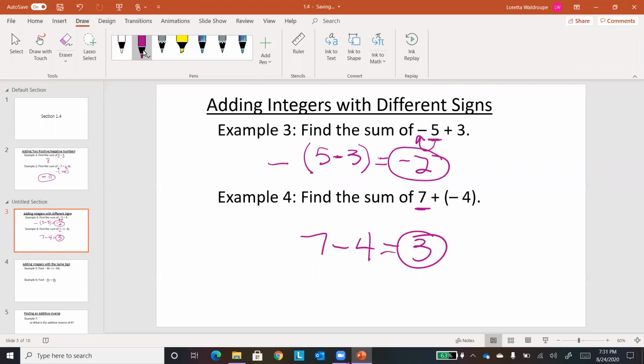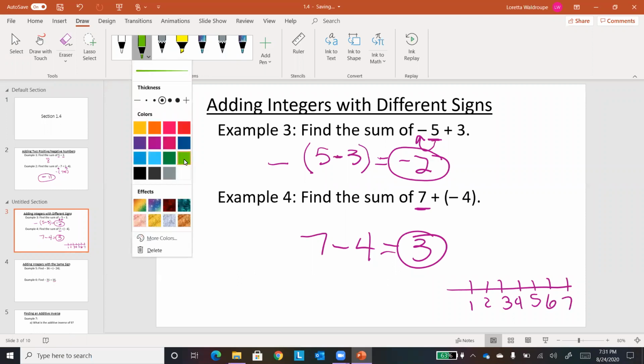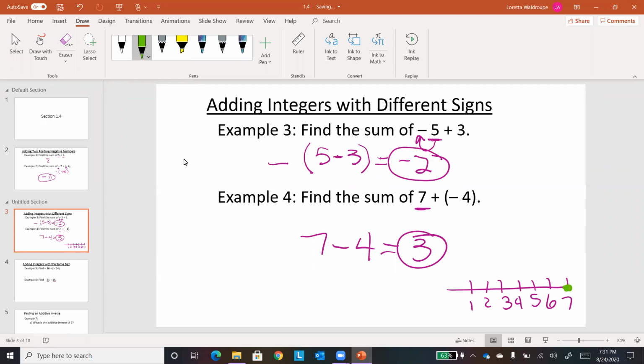You can also do these on a number line. So if I did this one on a number line, 1, 2, 3, 4, 5, 6, 7. You start with your first number, in this case it's 7. And then I'm going 4 in the negative direction. So 1, 2, 3, 4 gives me my solution of 3. Okay?